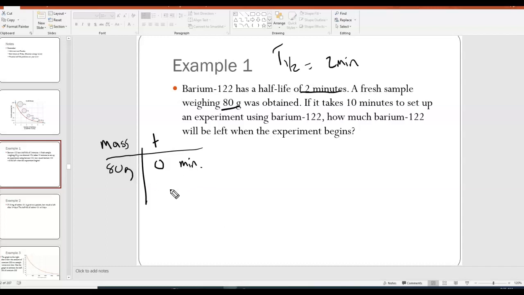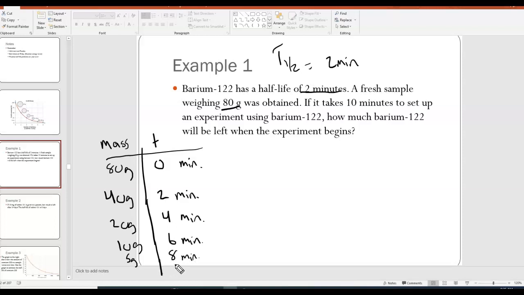Now, after one half-life, that is, after 2 minutes have passed, right, from 0 minutes to 2 minutes is one half-life, I go down by half the previous amount. And I continue to do that every 2 minutes, like so. And I keep on going until I get to 10 minutes. Okay, so after 6 minutes, that's 10 grams. After 8 minutes, that's 5 grams. After 10 minutes, that is 5 half-lives.